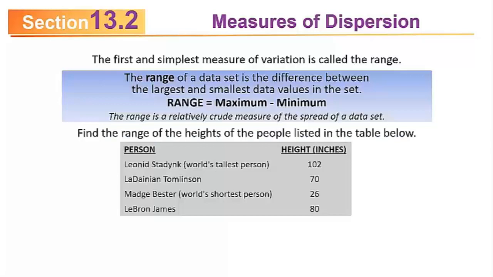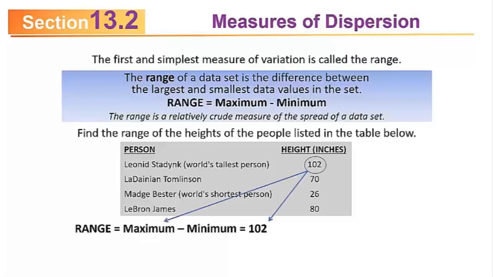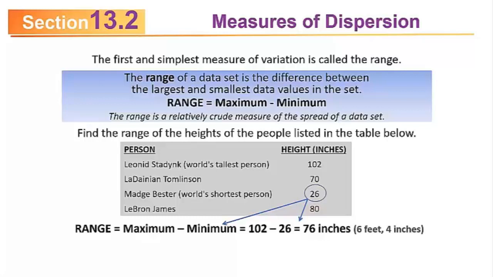Here's an example that's sort of aged. It's been in my slides for quite a long time, so the information may be out of date, but the point is the same. This is a list of the heights in inches of 4 different people. At least at the time, the tallest person in the world, the shortest person, and 2 other people, including LeBron James and LaDainian Tomlinson. In any case, the range of that data set would simply be the largest number, the maximum, minus the smallest number, the minimum. In this case, that would be 102 minus 26, which happens to be 76 inches. And in case you're interested, that's about 6 feet 4 inches.